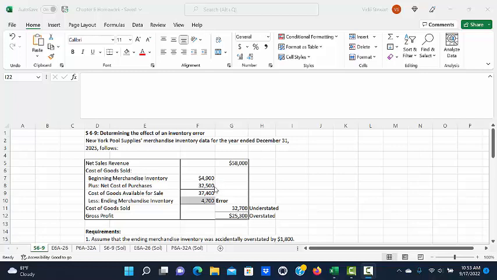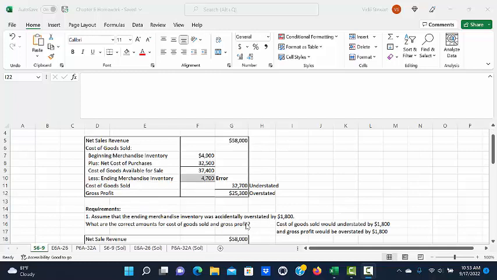beginning merchandise inventory, plus the net cost of purchases to arrive at total cost of goods available for sale, and then we subtract our ending merchandise inventory to determine cost of goods sold. We subtract cost of goods sold from net sales revenue to determine gross profit.